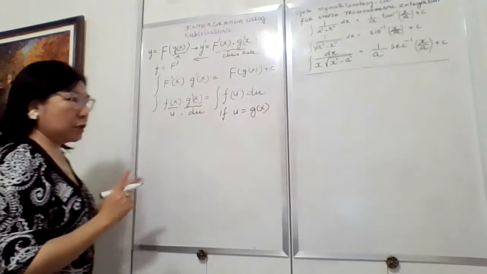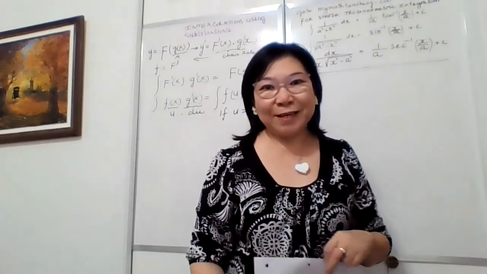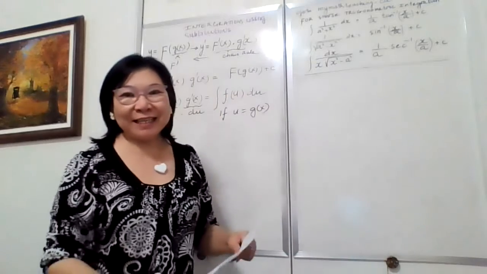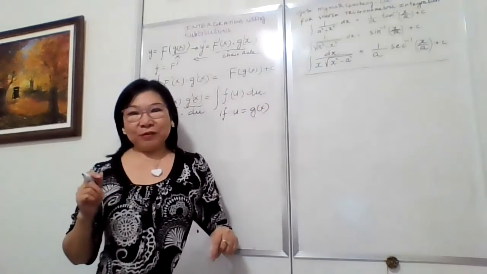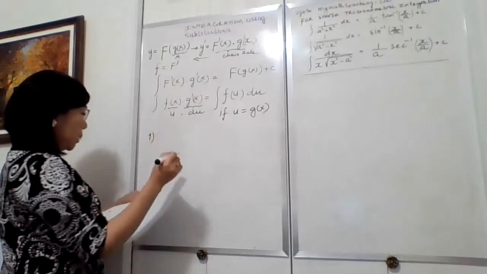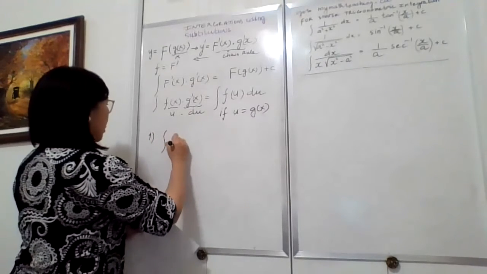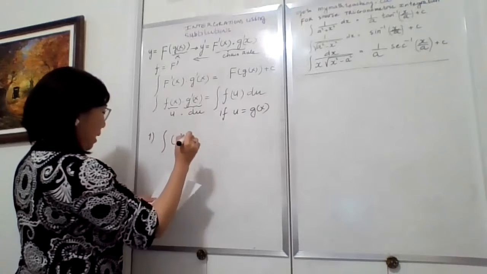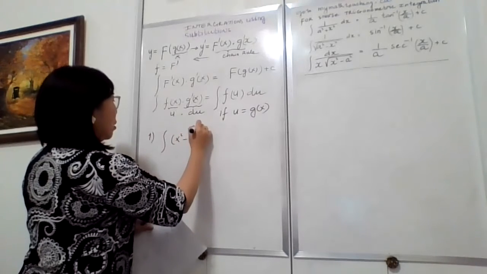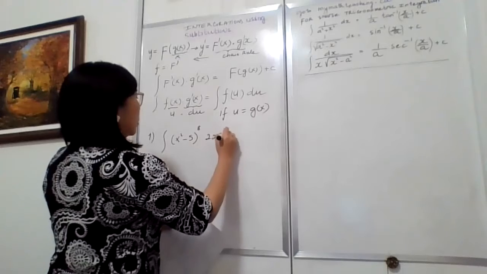Now, this sounds complicated, but if I show you the example, you will see it is not so bad. So let's get right into the example, and then you will see what I mean. Number one, say you have to integrate the function (x squared minus 5) to the power 8, times 2x dx.